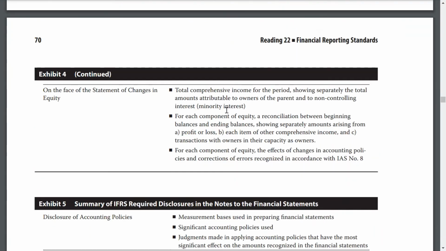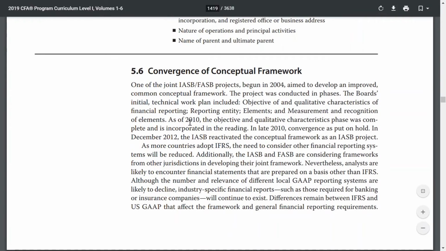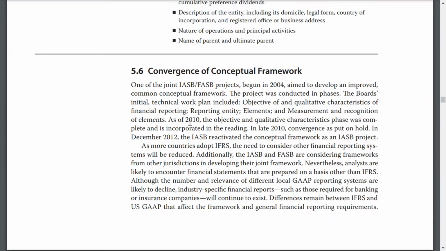Convergence of the conceptual framework. One of the joint IASB/FASB projects begun in 2004 aimed to develop and improve common conceptual frameworks. The project was conducted in phases. The board's initial technical work plan included objectives, the qualitative characteristics of financial reporting, entities, elements, and measurement and recognition of elements. As of 2010, the objective and qualitative characteristics phase was complete and incorporated in the reading.